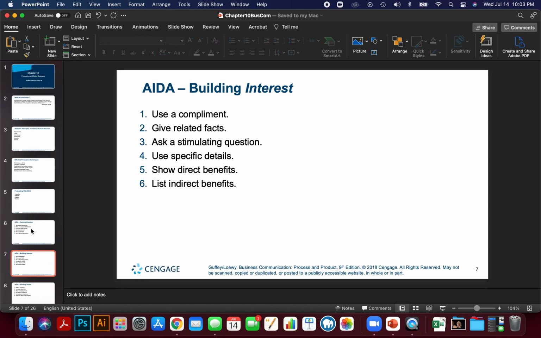Next, we want to build interest. Again, compliments work very well, so we're going to use a compliment. We're going to give related facts, ask a stimulating question, use specific details, and then show direct benefits and list indirect benefits as well. This allows the reader or the person that you're trying to persuade to build interest in your idea.